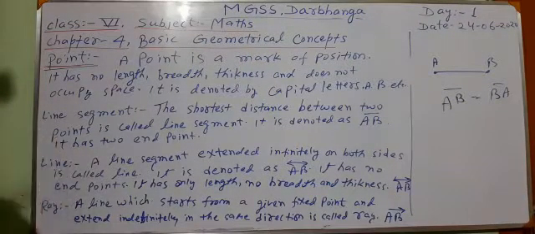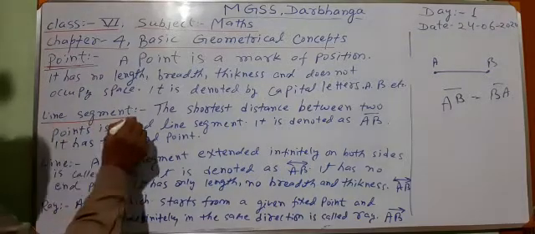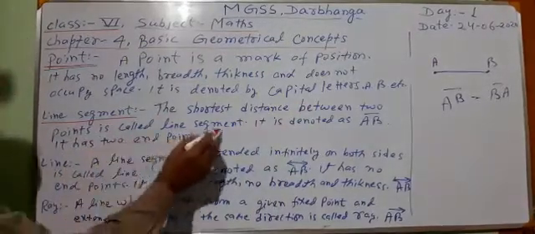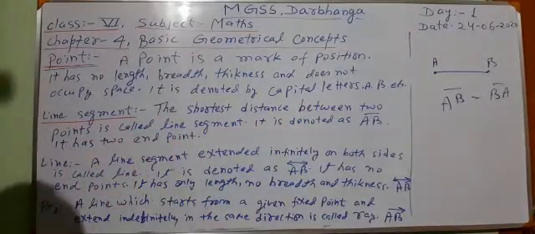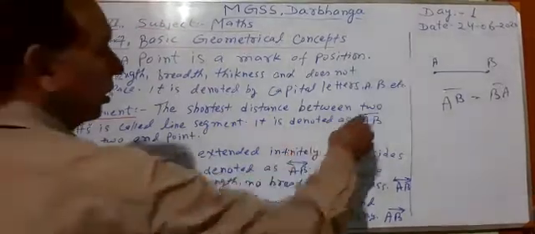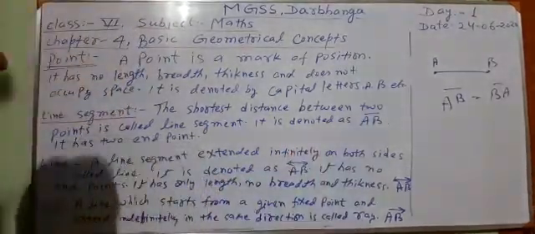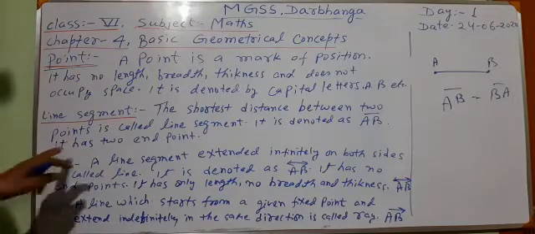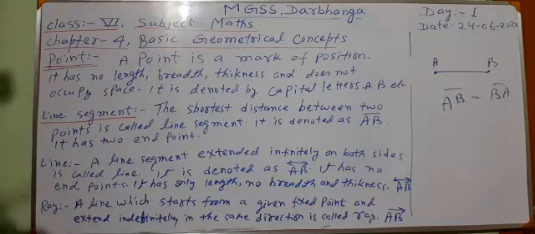What is the definition? A line segment. The shortest distance between 2 points is called a line segment. It is denoted by AB, and at the top of AB I have written a small line segment. It has two end points. Line segment has two end points.